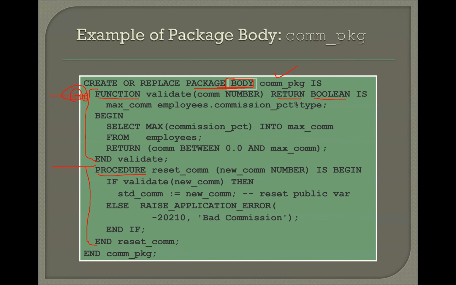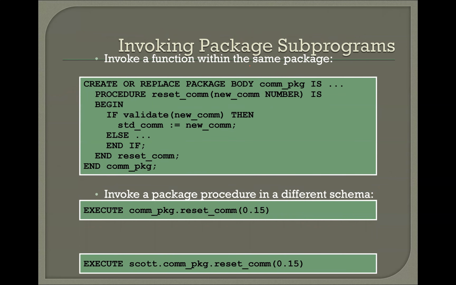Procedures. So here the function name is validate. The procedure name is reset commission. That's it. How to invoke? Invoke means how to call this. See, if you want to call, you have to use execute. So you have to use the keyword called execute. We have to go this way. Okay. Execute package name dot the function name. Package name dot function name or procedure name. Anything you can put.